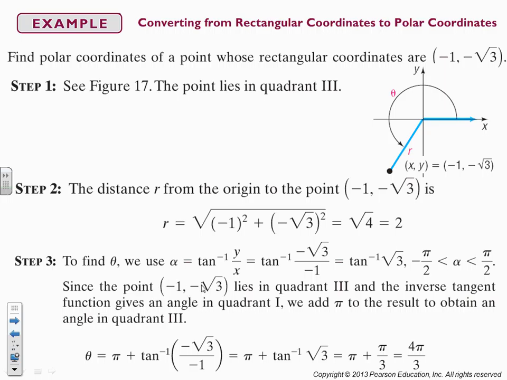Since we're in quadrant 3, and an inverse tangent function gives an angle in quadrant 1, we are going to add pi to the result to get an angle in quadrant 3. So our theta is going to be pi plus what we get when we do an inverse tangent. We inverse tangent root 3, and we get pi over 3. We're going to add pi to it, because pi over 3 is here, and we want to be in quadrant 3. So we add pi to pi over 3 and get 4 pi over 3.